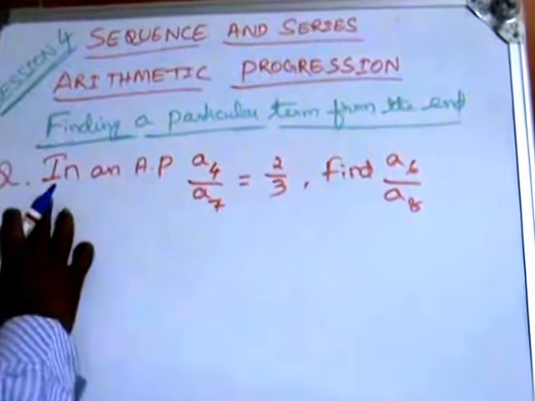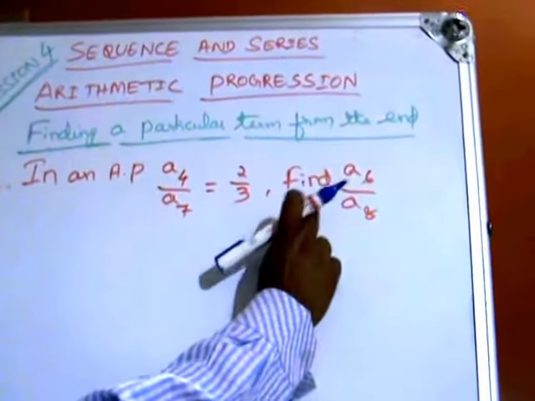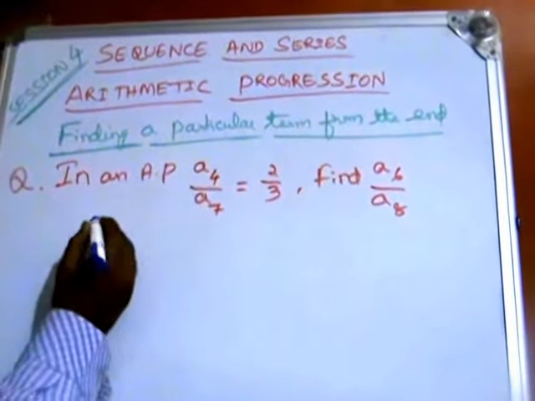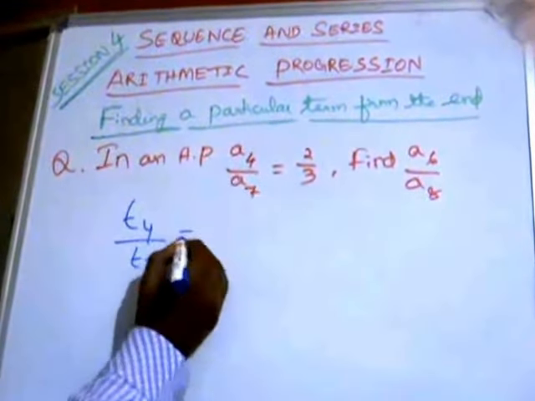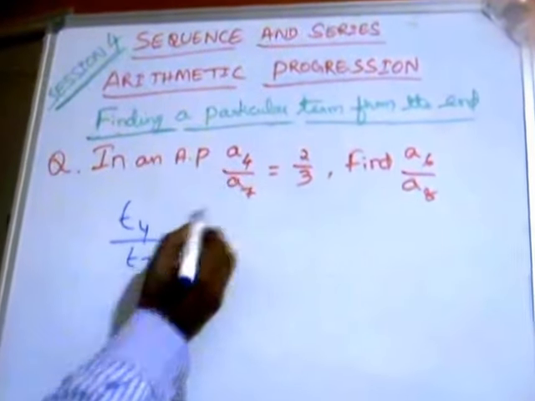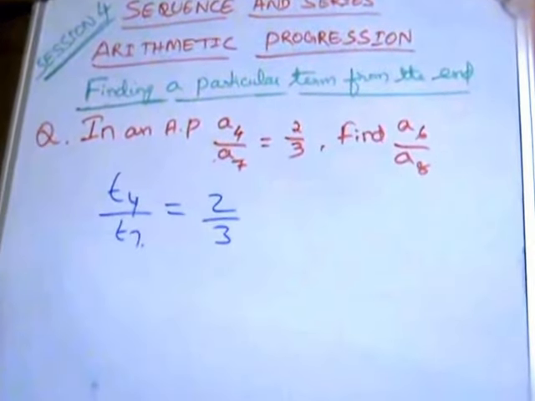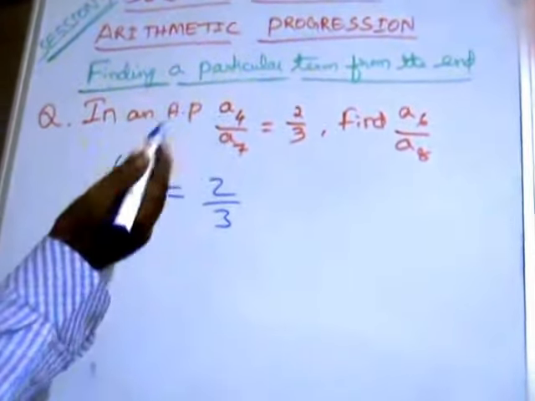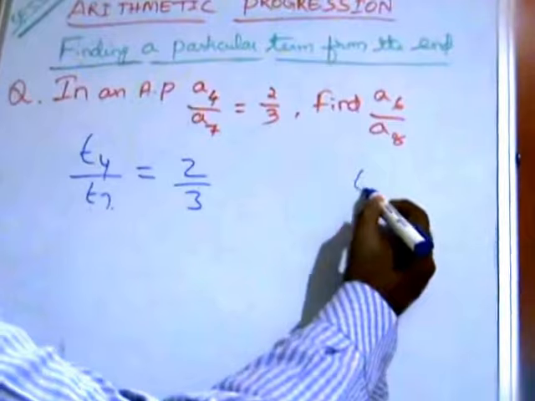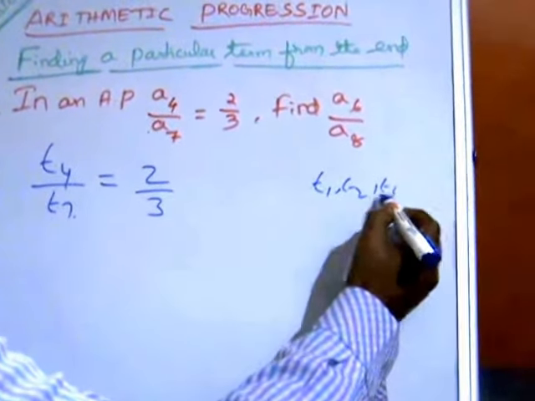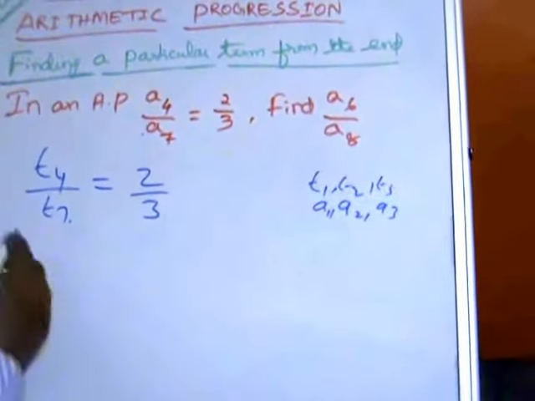So a particular thing is given, a ratio A4 by A7 equal to 2 by 3. We have to find A6 by A8. Remember, A4 means term 4, A7 means term 7. Some syllabi call term 4 as A4 and term 7 as A7. So we can take it as term itself because we are familiar with this word. Both are the same. Generally we call it term 1, term 2, term 3; it can also be called A1, A2, A3. Both are the same only.